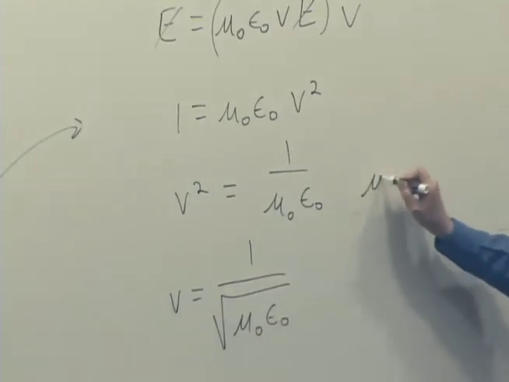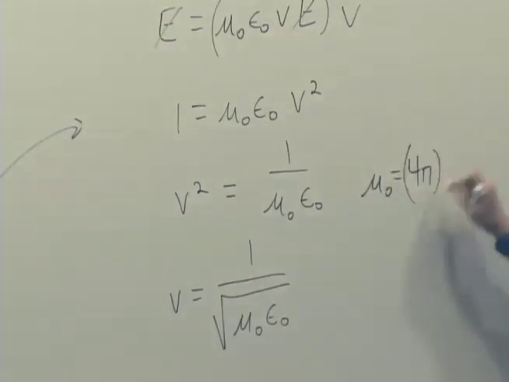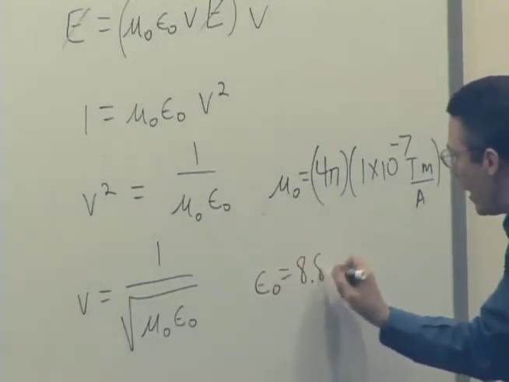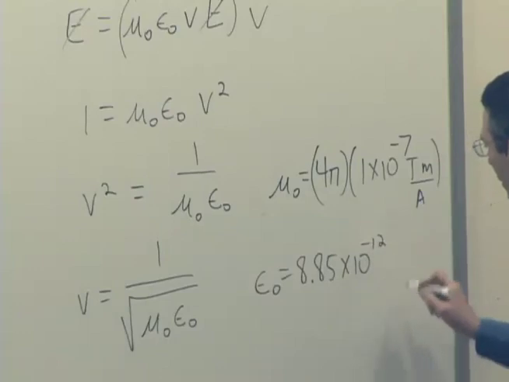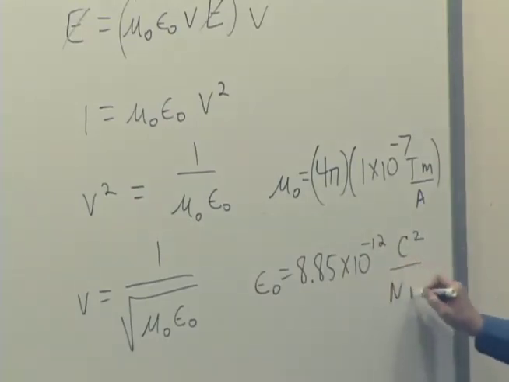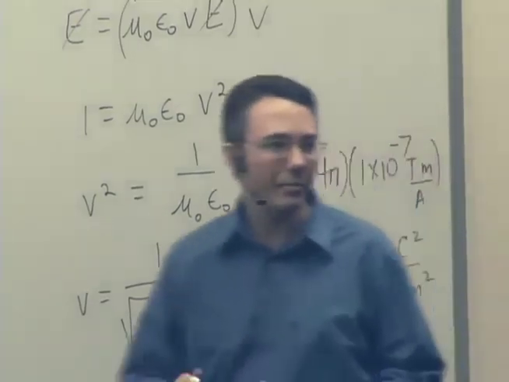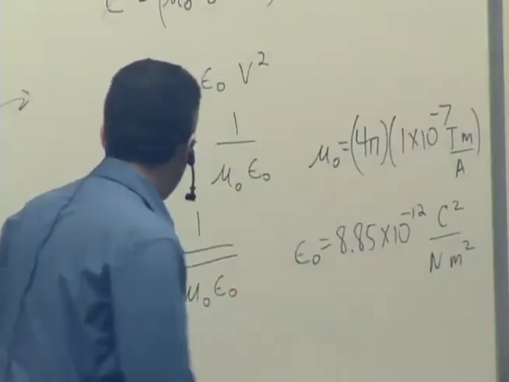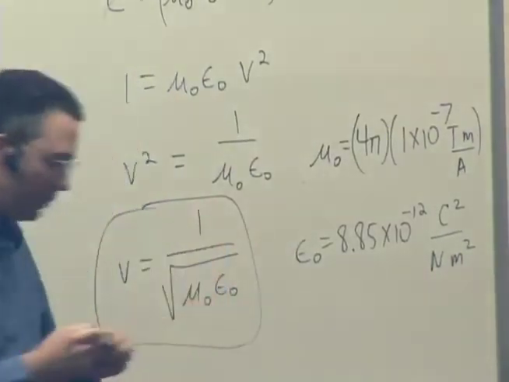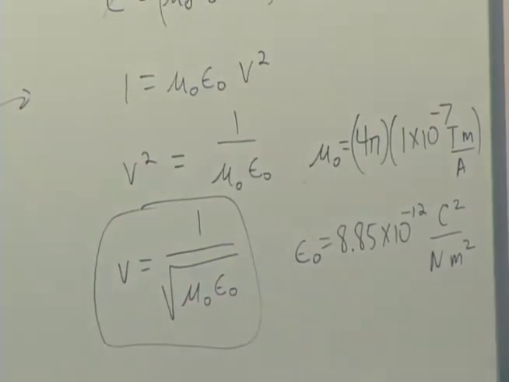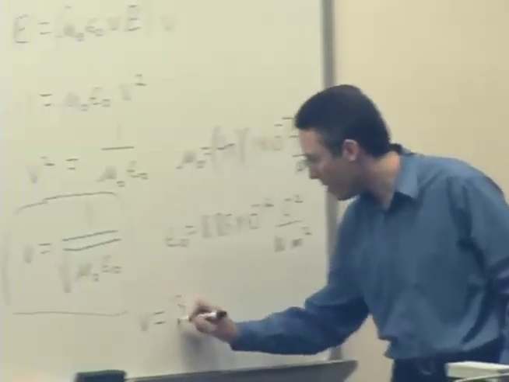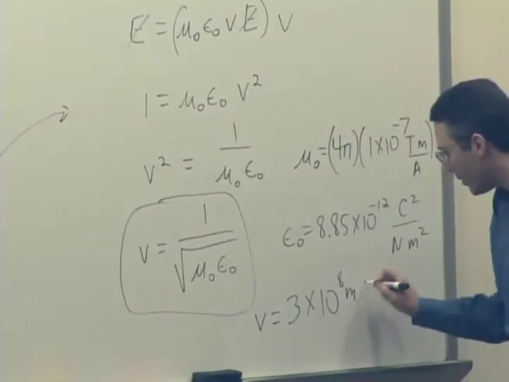Well, mu naught we know is 4 pi times 10 to the minus 7, and the units are Tesla meter per ampere. And epsilon naught is 8.85 times 10 to the minus 12 coulombs squared per Newton meters squared. So here's what I want you to do. Everybody, take out a calculator, plug those numbers into this relationship, and calculate what V is. What do you get? You get the speed of light. You get 3 times 10 to the 8th meters per second.